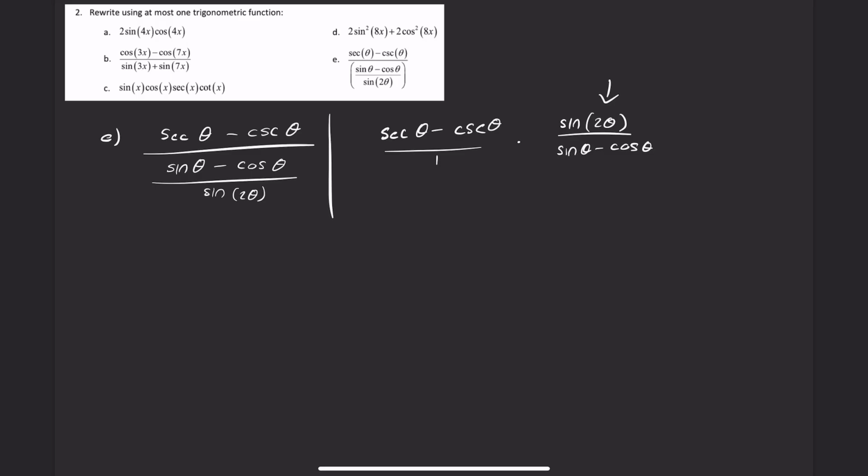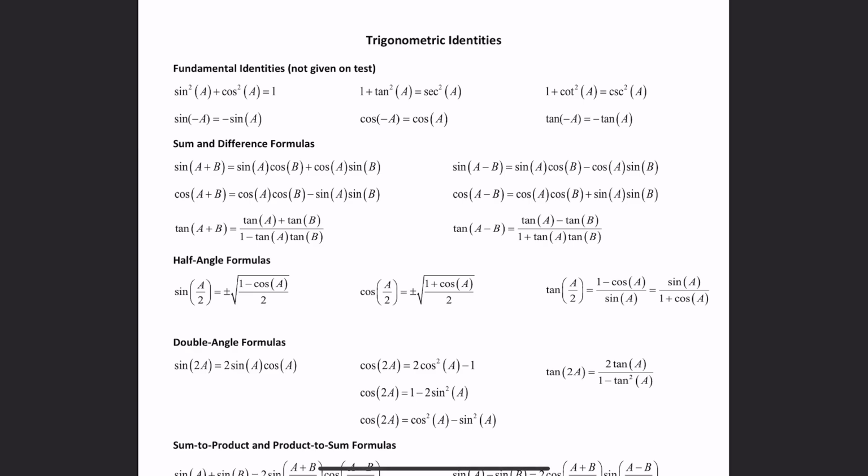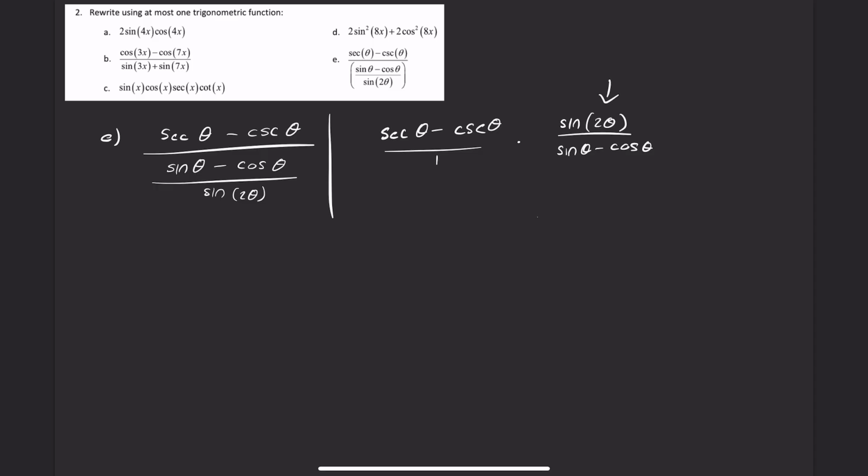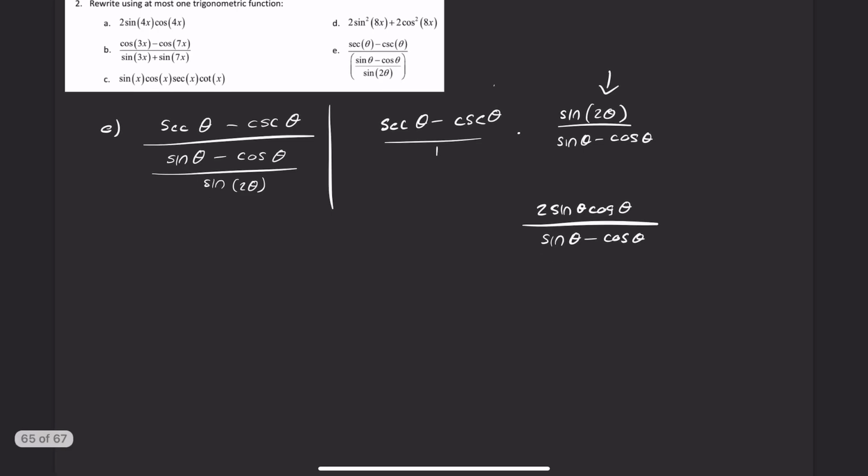So we know that the double angle formula for sine is this formula. So if we change this to 2 sine theta cosine theta all over sine theta cosine theta. Now these we can change. Remember, these are just the reciprocal of sine and cosine. So we'll have 1 over cosine theta minus 1 over sine theta. And these are being multiplied.